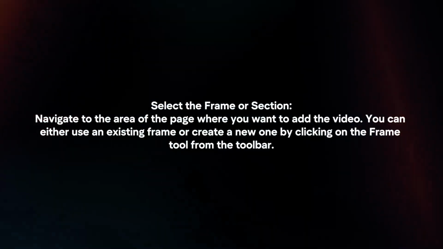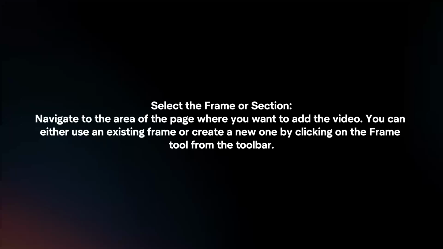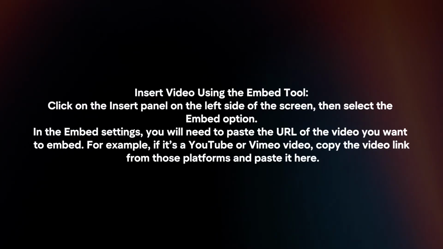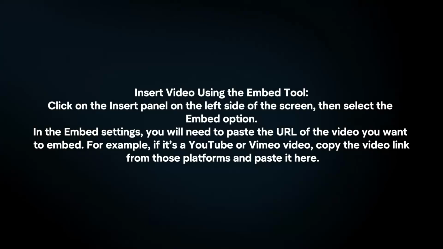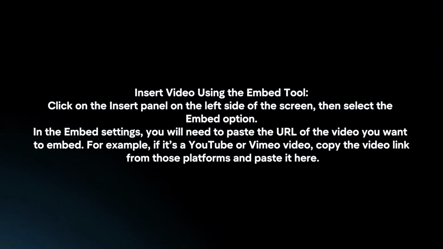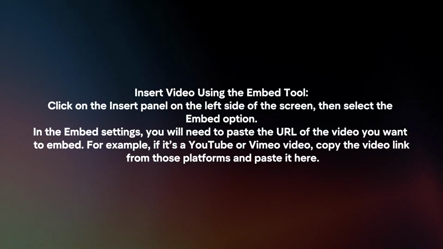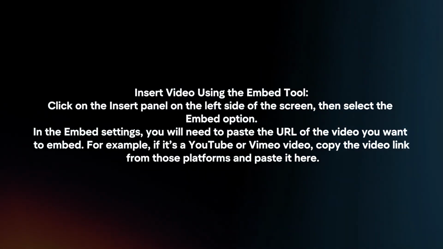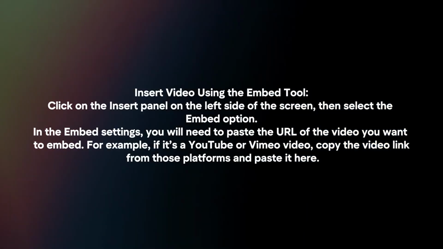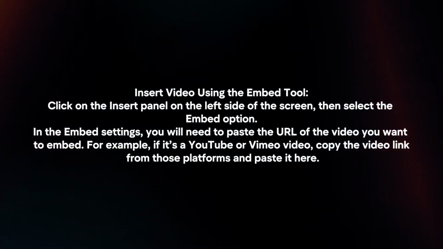You can either use an existing frame or create a new one by clicking on the frame tool from the toolbar. Insert video using the embed tool. Click on the insert panel on the left side of the screen, then select the embed option. In the embed settings, you will need to paste the URL of the video you want to embed. For example, if it's a YouTube or Vimeo video, copy the video link from those platforms and paste it here.